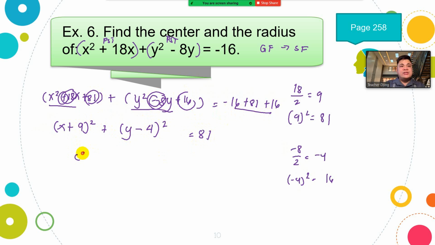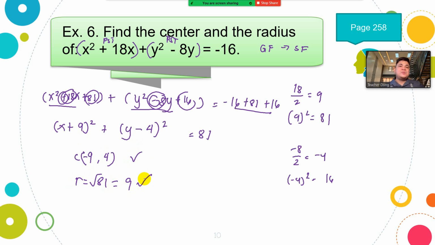Can we now get the center? Yes, what is the center? Very good, it's 9, negative 9, and positive 4. And your radius is square root of 81 or 9. Okay, so as simple as that. If it's written in general form, you have to transform it first into its standard form to get the center and its radius. So I hope you can follow.